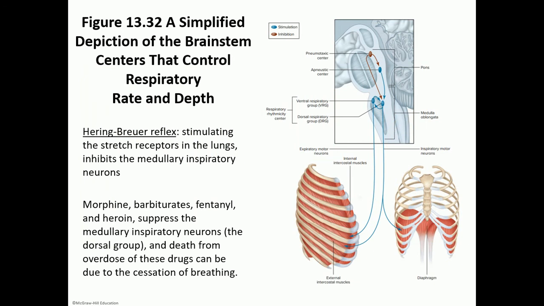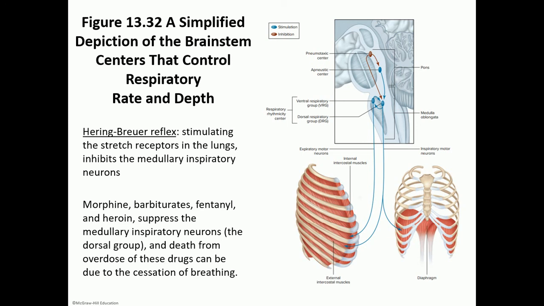So this is a little illustration of the different centers for respiration. We have a center in the pons that is known as the pontine center or the pneumotaxic center. We also have these two centers in the medulla, one towards the frontal side, known as the ventral respiratory group, and one towards the back, known as the dorsal respiratory group.